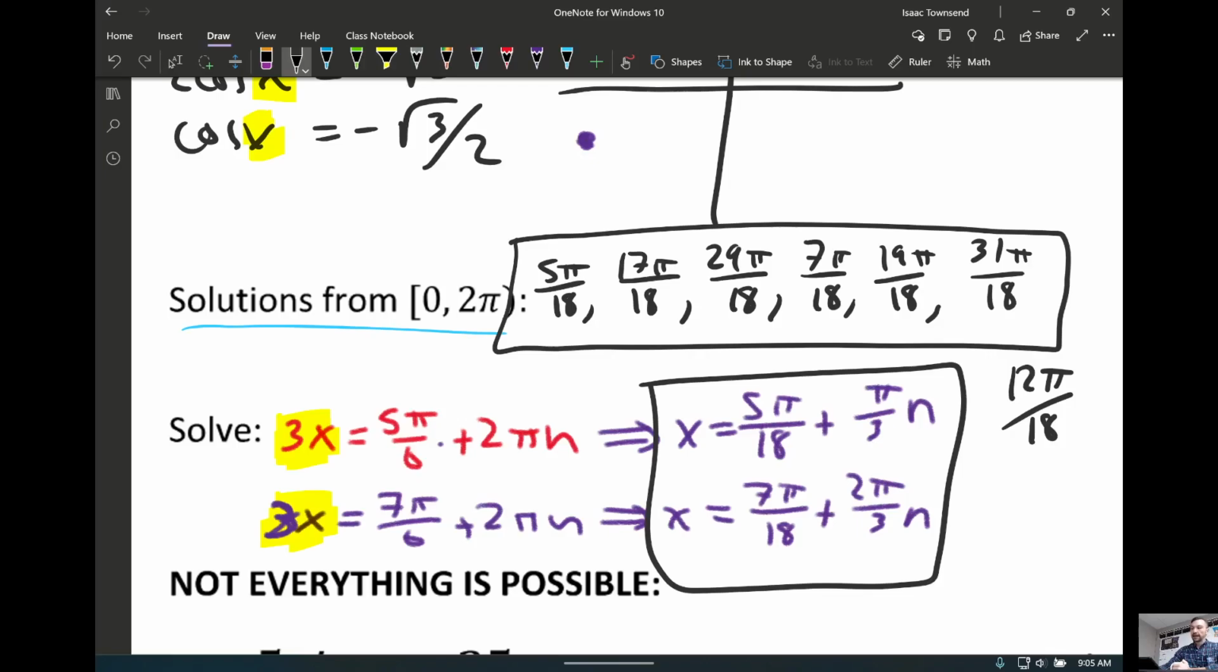Here's an answer, add this to get another answer, add it again to get another answer, add it again, we were outside of 2 pi. Here's an answer, add this to get another answer, add it again to get another answer, add it again, it was bigger than 2 pi.